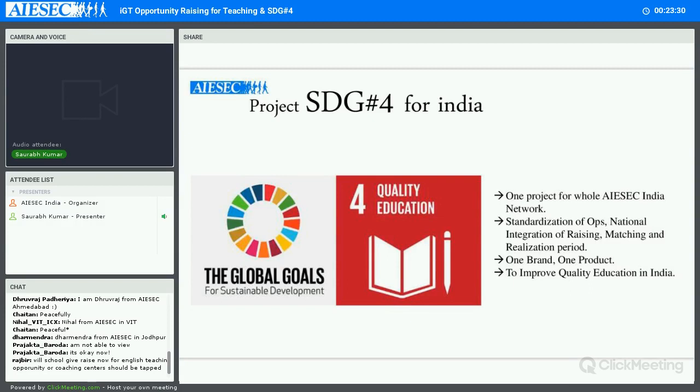I think India is trying to create that brand, and India is coming up with that one direction where we know what we want to do: we want to deliver quality education. That's why we need to go ahead with one brand, one product for teaching opportunities in India. And this is to improve quality education, because the facts I showed you earlier are very real. Considering those facts, as a youth representative organization, we need to step forward and provide quality education through this project, so that we can go ahead and work on it.